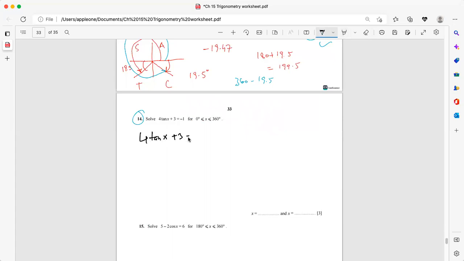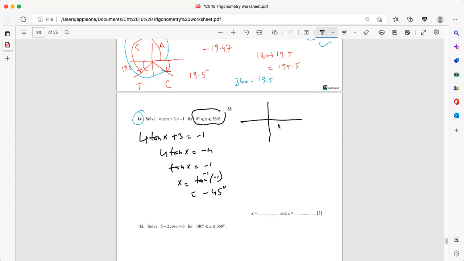4 tan x plus 3 is equal to minus 1. So 4 tan x is equal to minus 4. Tan x is equal to minus 1. x is tan inverse of minus 1. The result is what? Minus 45 degrees. But they want the answer in positive, so the angle is not minus 45. We can use this ASTC diagram to get the correct answers.